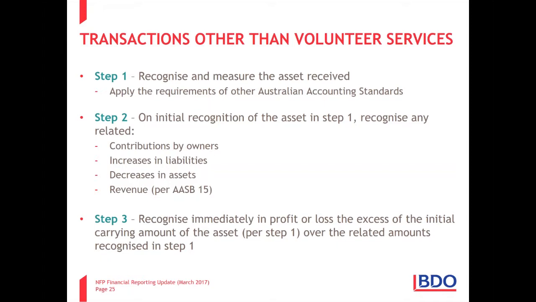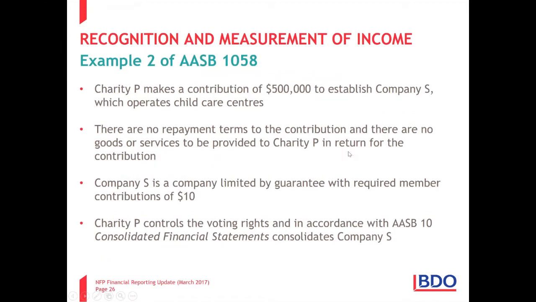Is it a contribution by an owner? Do we have performance obligations? Do we have to credit a refund obligation in terms of AASB 15? Should we increase a lease liability? Consider all of those other Australian accounting standards, and only if none of them are applicable or appropriate, then you get to step 3 to recognize immediately in profit or loss the excess of step 1 over step 2.